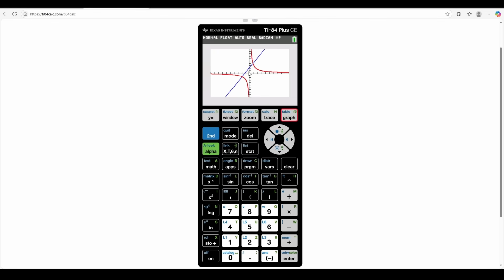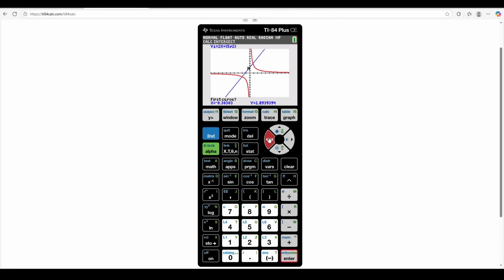And we see here how we have two lines. Now it's important for you to understand that the solution is just the point of intersection. So here we know that we're going to have two solutions because we have two intersections. So how do we find those intersections? Well, you can go second trace and then scroll down to, you guessed it, intersect, right? Because that's how you calculate the intersection.